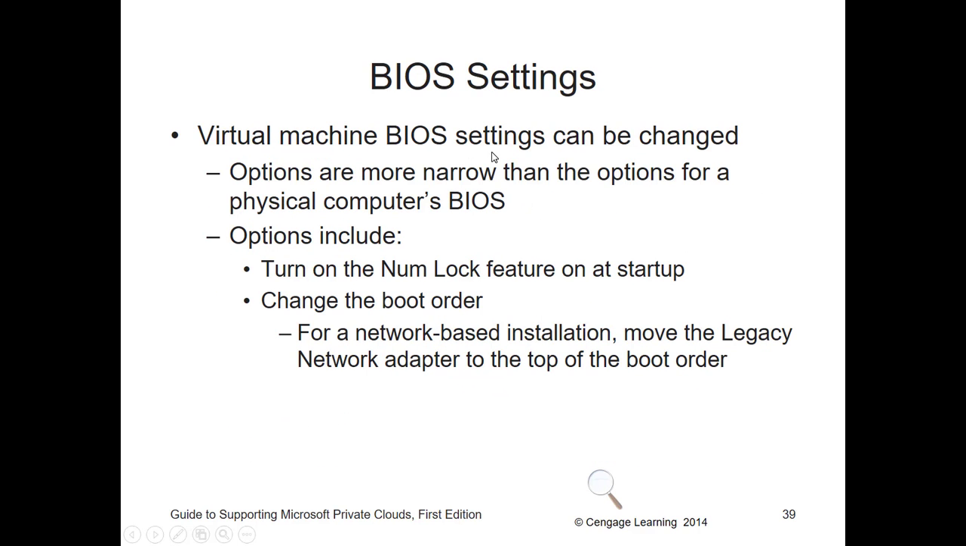So BIOS settings, yes, we have the BIOS settings. We went there, actually the firmware. For a virtual machine, the BIOS options are more narrow than the options for a physical computer's BIOS. Options include turning on the numlock feature on startup, changing the boot order for a network-based installation, and moving the legacy network adapter to the top of the boot order. So we have just those limited options there. We went to the firmware and there were very limited options there.